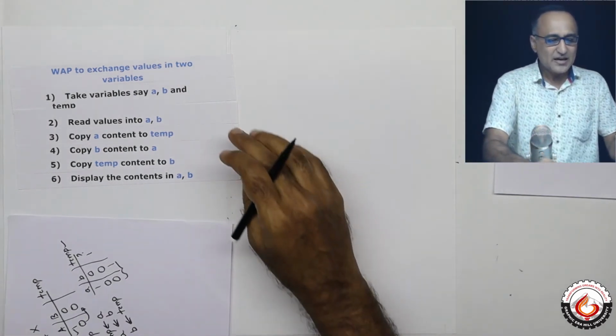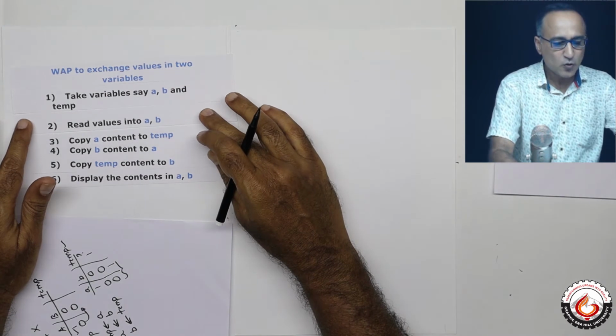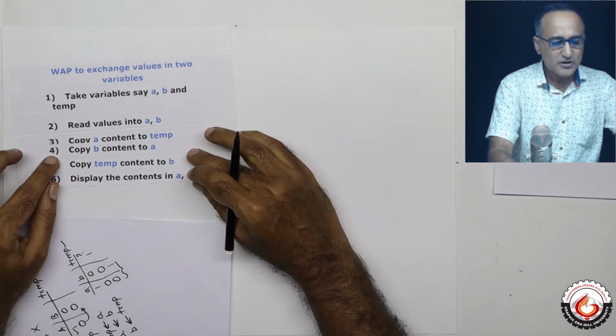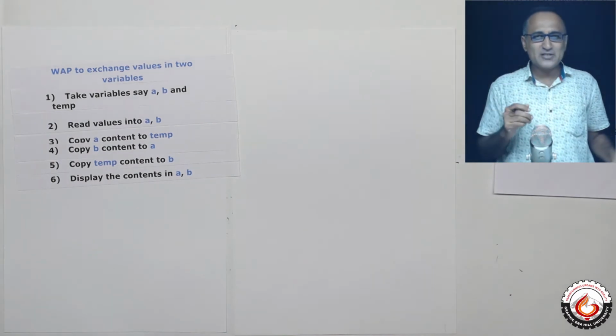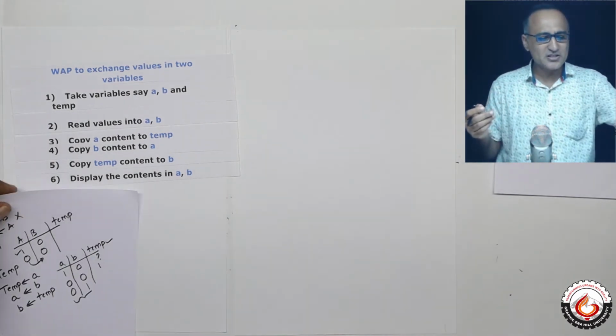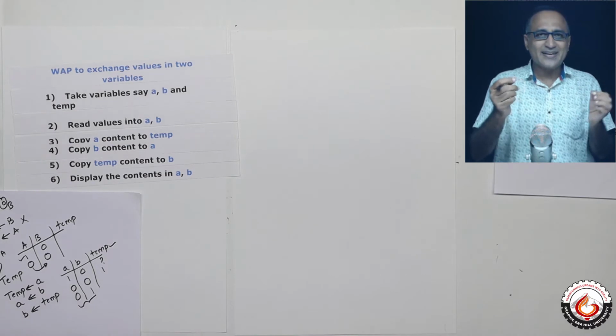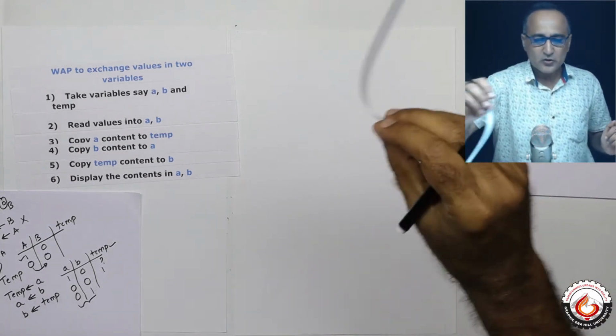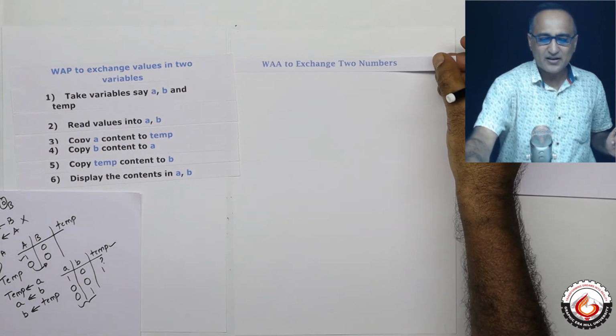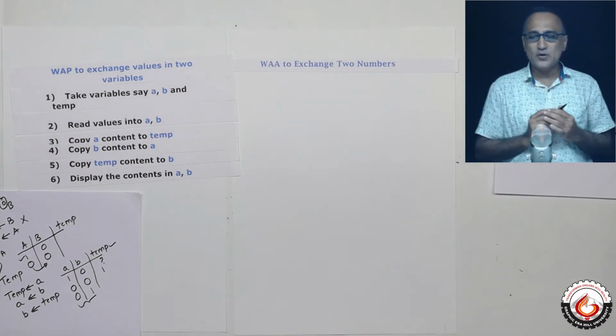So this is an approach using the pseudocode. Suppose I had to use an approach of an algorithm. It would have the same number of steps. It will look almost similar, except the way we write an algorithm is going to look a little different, but it's going to be very similar. So WAA stands for write an algorithm to exchange two numbers.